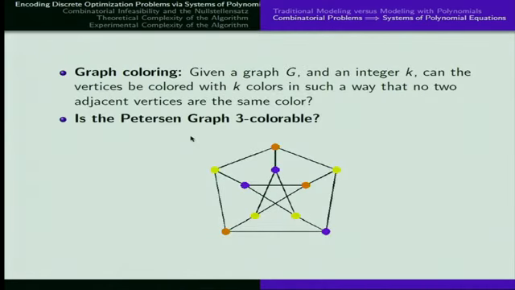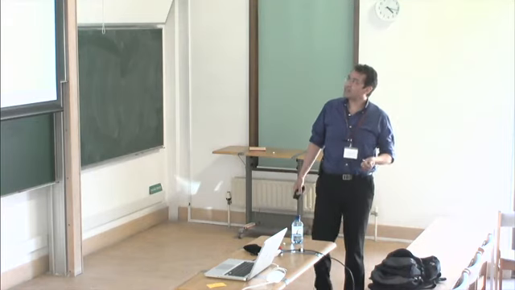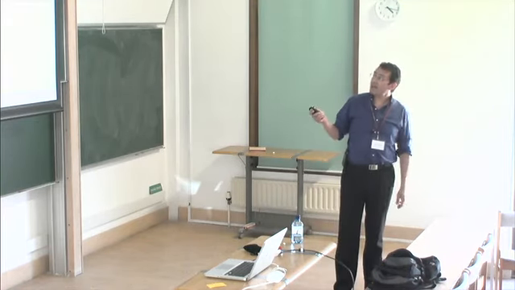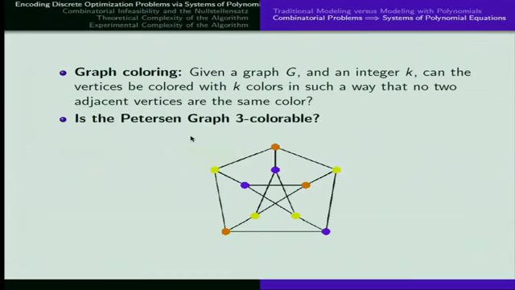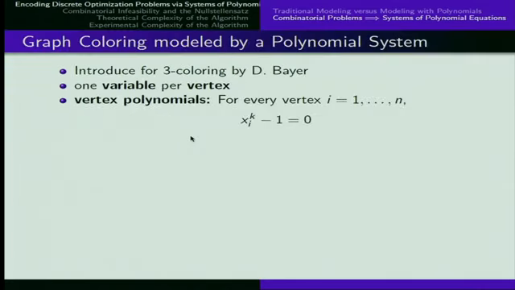But how about coloring? You can consider the question of colorability. So you have a graph and an integer k, and you want to ask whether you can use k colors in such a way that no two adjacent vertices are of the same color. So here's a 3-coloring of the famous Petersen graph. And you can use polynomials too. I'm going to show you some polynomials that tell you whether a graph is k-colorable or not. This set of polynomials was introduced first by Dave Bayer in his PhD thesis when he was looking at 3-colorability. But you can do this for k-colorability.